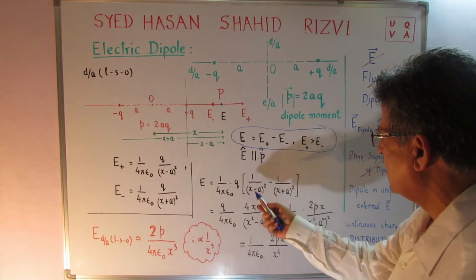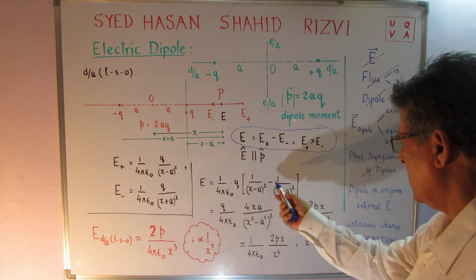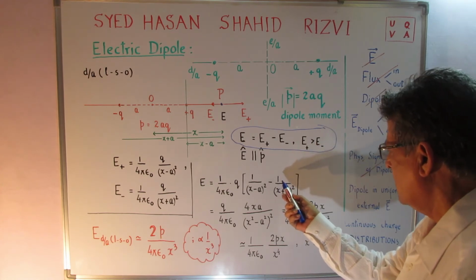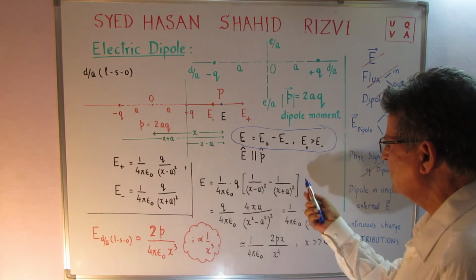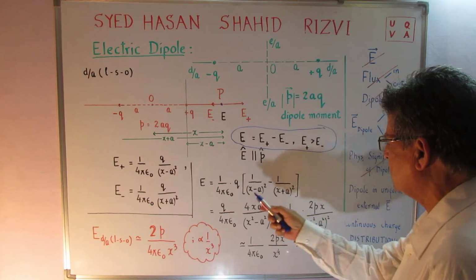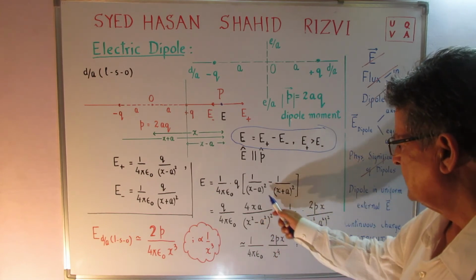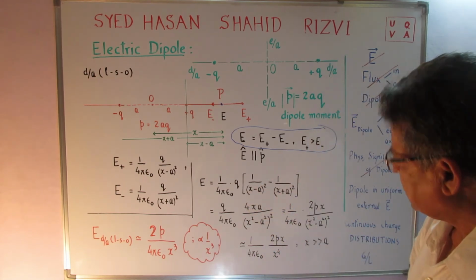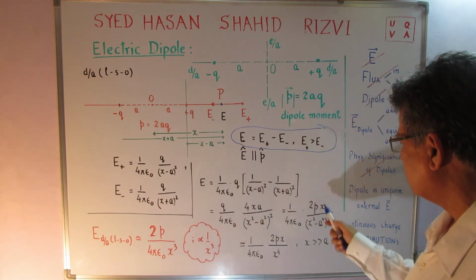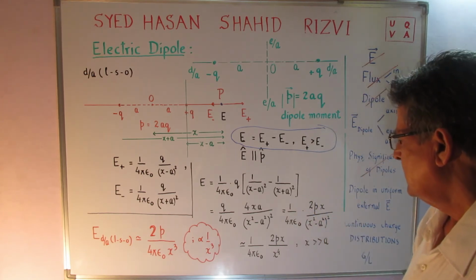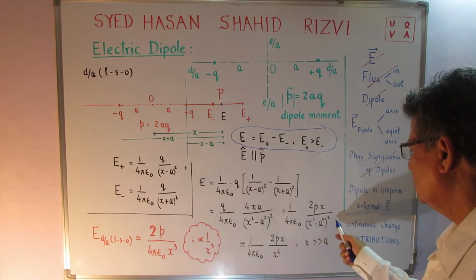Okay, and if I just take the LCM here, then I'll get x square minus A square whole square, and here I'll get x square plus 2xA plus A square minus x square plus 2xA minus A square. So x square and A square cancel, and finally I get 2xA divided by this quantity. Which I can write as 4xA. 4A into Q, I can write as 2p. Then I get x here, and 4 pi epsilon naught x square minus A square whole square.